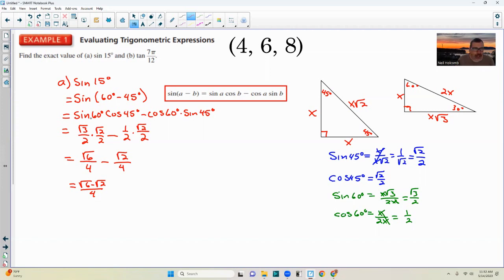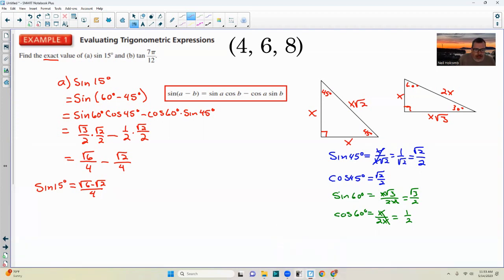So when it says exact, they do not want a decimal approximation. We are done. So therefore, the sine of 15 degrees equals the square root of 6 minus the square root of 2 over 4.